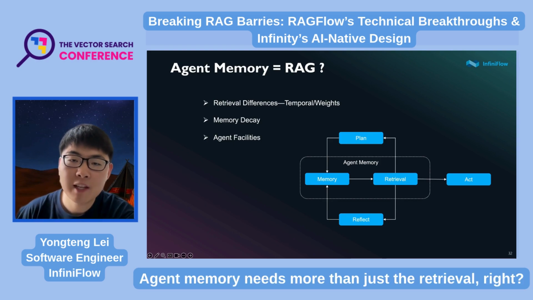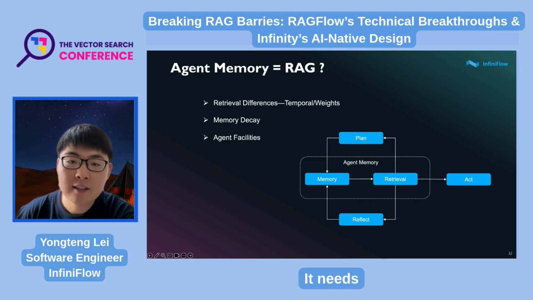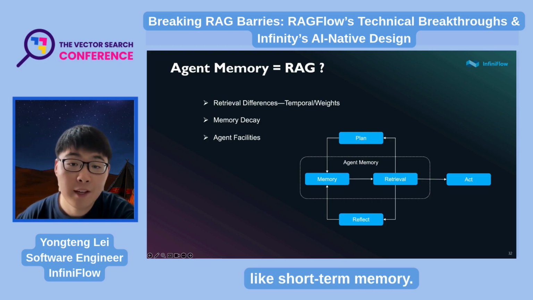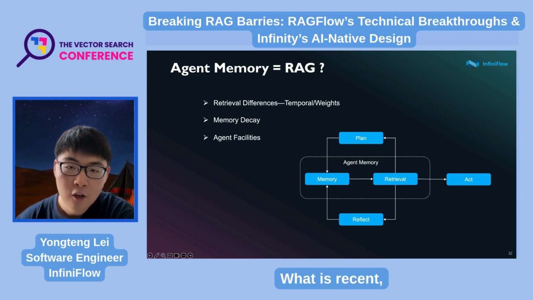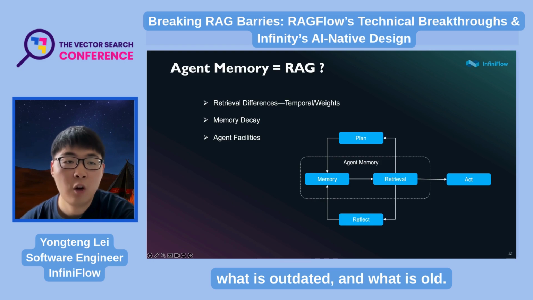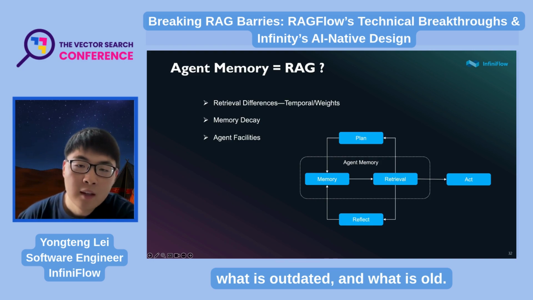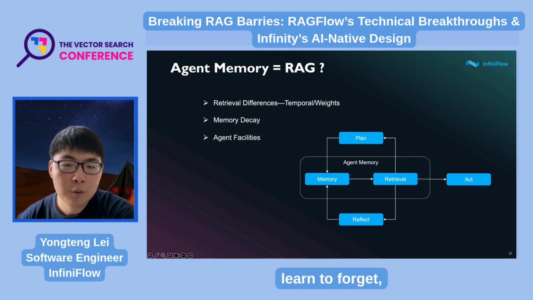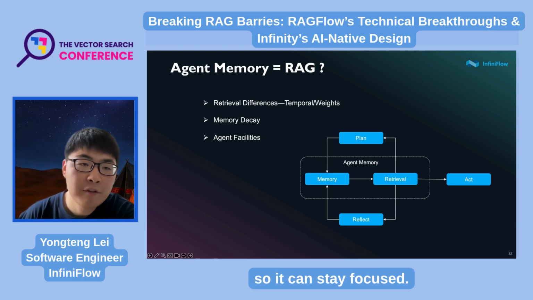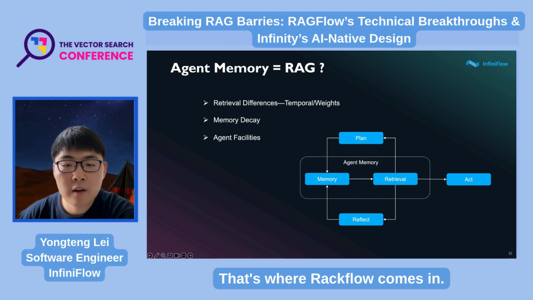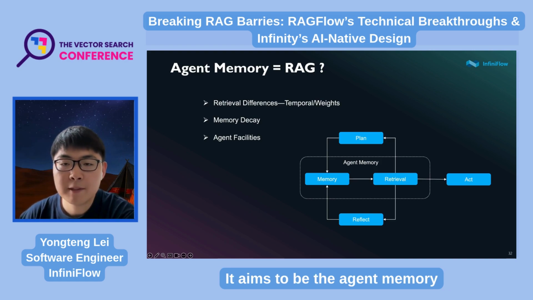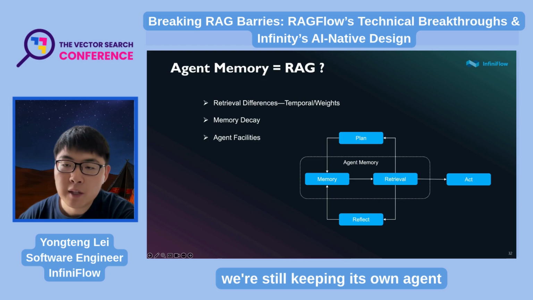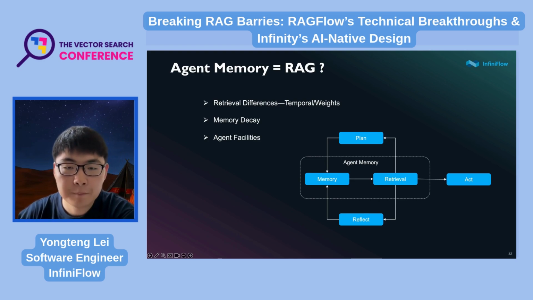But agent memory needs more than just retrieval, right? It needs real-time search, like short-term memory, and it needs to handle time: what is recent, what is outdated, and what is old. And moreover, it needs to learn to forget so it can stay focused. That's where RAGFlow comes in. It aims to be the agent memory layer for all agents. We're still keeping its own agent framework.